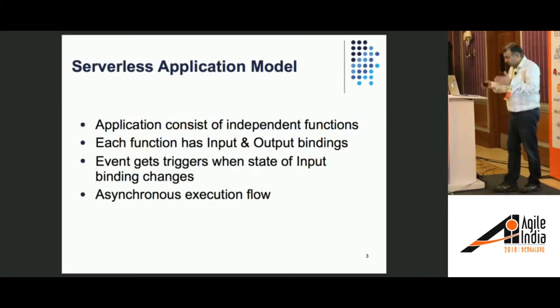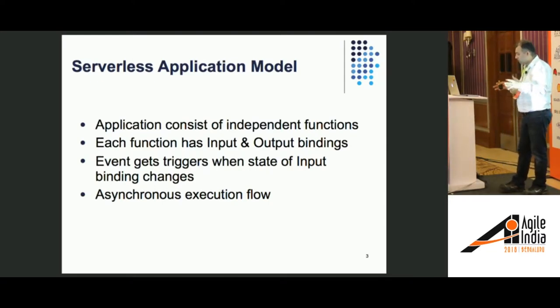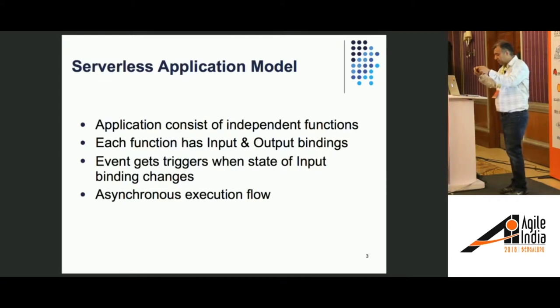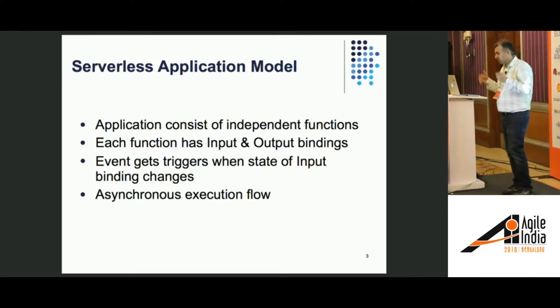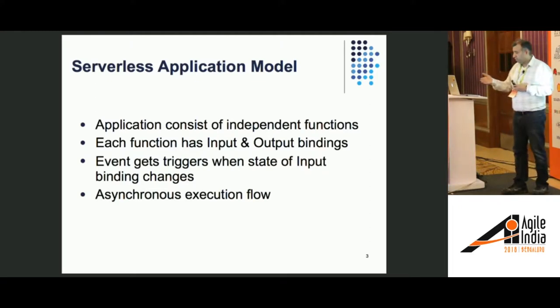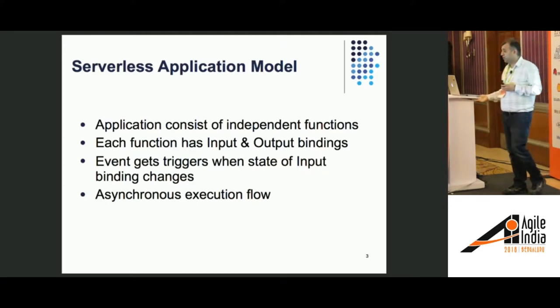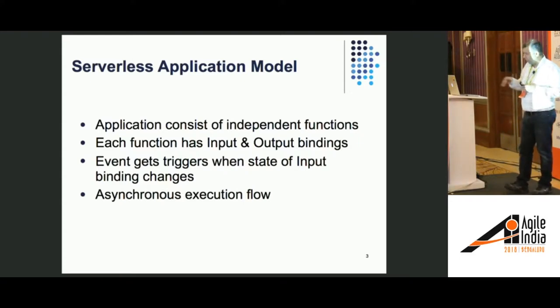Let's go into details of what the serverless application model is. Your application is a set of independent functions. Each function tends to have an input binding, in the sense that it has certain trigger conditions, and an output binding, in the sense of the action it can take. For example, I have a function that does something every time you check into a repository, maybe pulls out the code and does some calculations. Its input binding is going to be that repository, and its output binding could be a call to another function, or generating a message in a message queue. It's actually pretty flexible. We'll see an example of input and output binding.